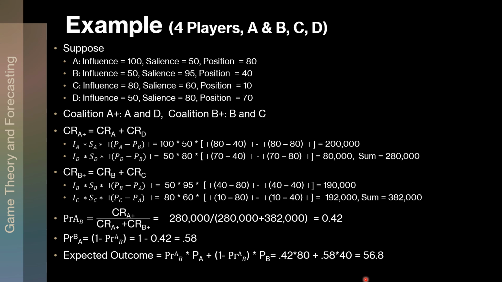Actually, not much different, because we had 60 before, and now we have basically 57. But that is how you calculate a 4-player outcome. So hope that makes sense. A little bit long video, but when you're going through these math examples, it tends to get tedious.